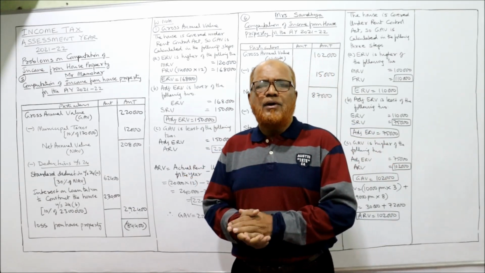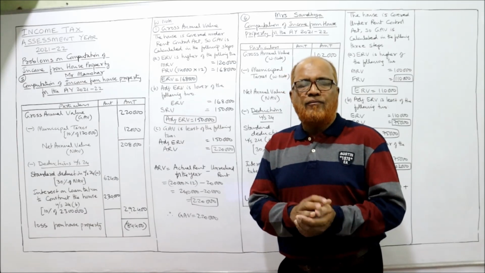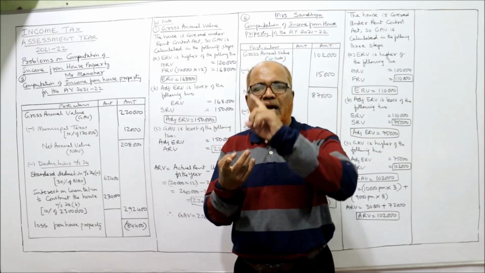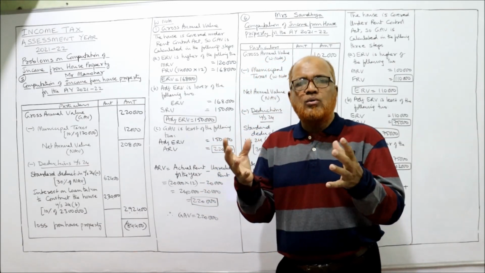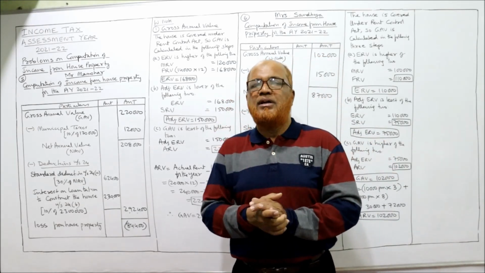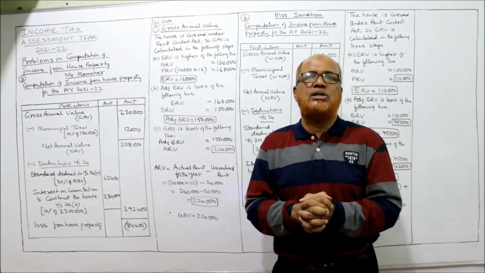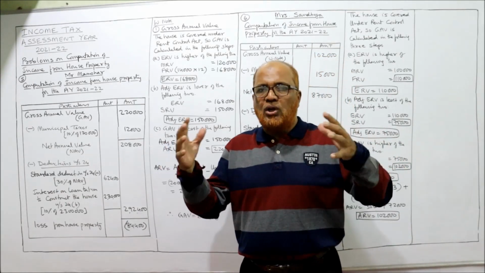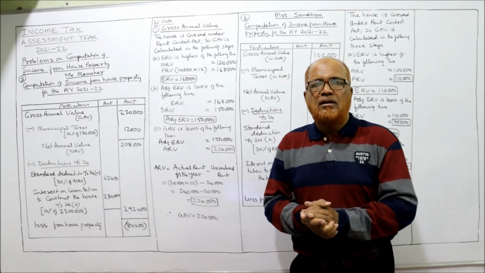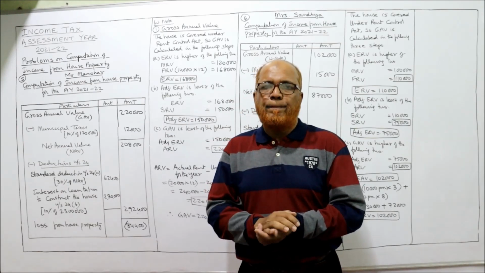The procedure will be the same. First we have to calculate the GAV, gross annual value. We can calculate GAV by considering 4 values: MRV, FRV, ARV, SRV. If the house is governed by the Rent Control Act, then standard rent will be given. In that case, we apply 3 steps to find out GAV. Otherwise, if the house is not governed by the Rent Control Act, only 1 step to find out GAV. That means standard rent will not be there. Only MRV, FRV, ARV. That's it.